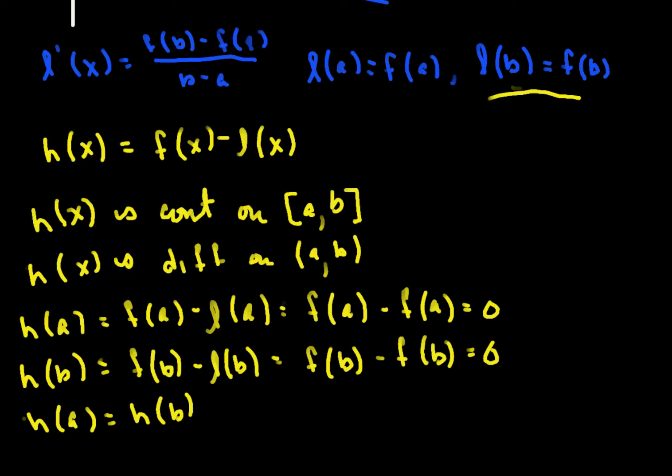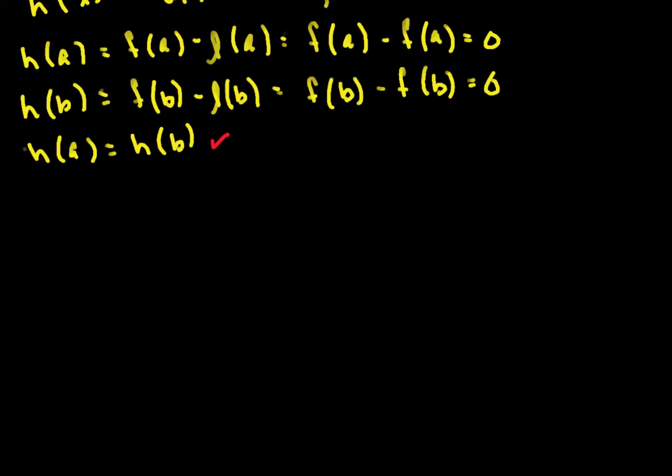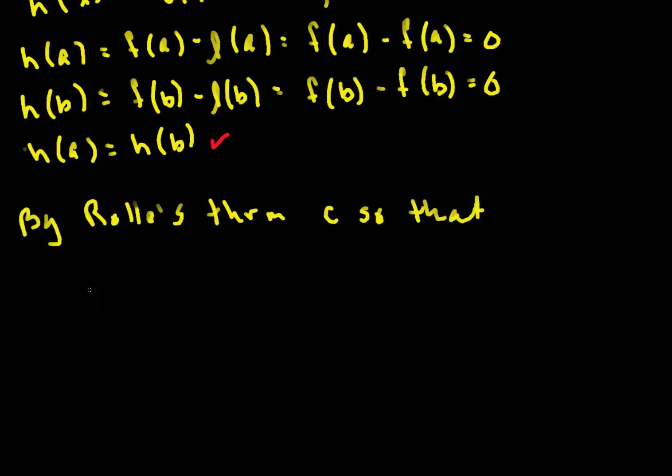And these are the three necessary assumptions, requirements for Rolle's theorem. That it's continuous on the closed interval, differentiable on the open interval, and equal on its endpoints. And so by Rolle's theorem, there has to be a c that the derivative is equal to 0. So there's a c so that 0 is equal to h prime of c.